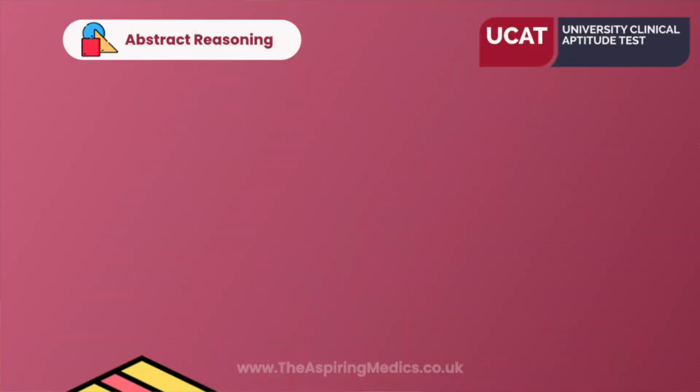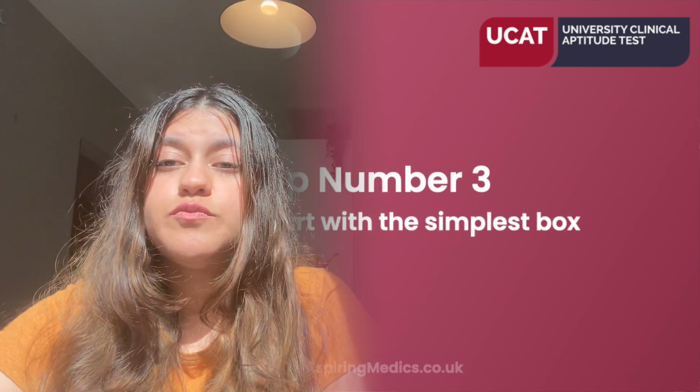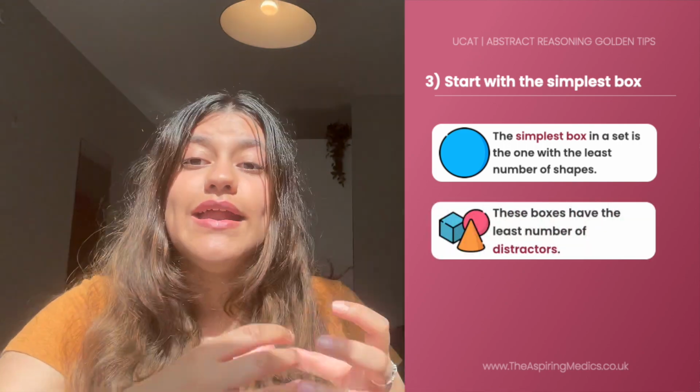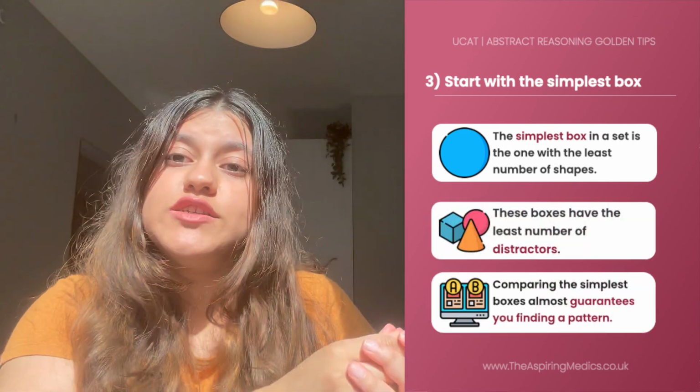Our third tip is to start with the simplest box. The simplest box will usually have the least amount of distractors and the least amount of irrelevant information, so you're more likely to identify the correct pattern by looking at the simplest box in both the sets.